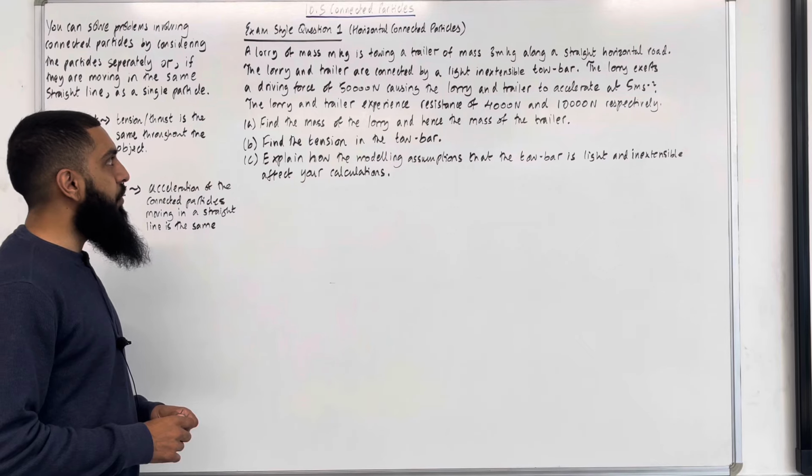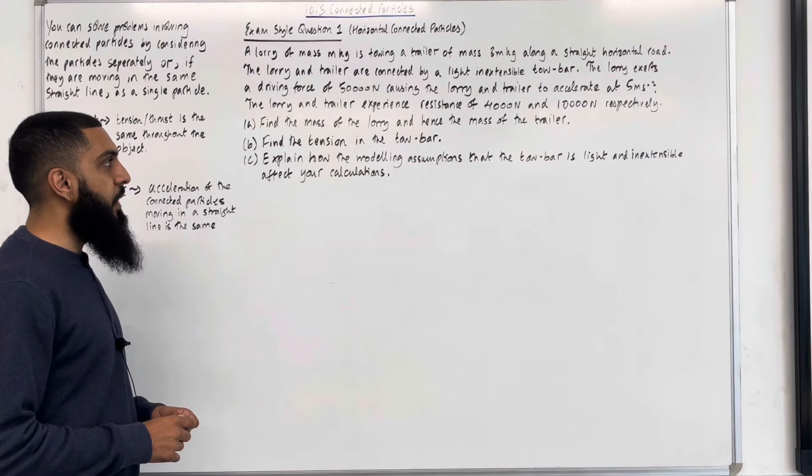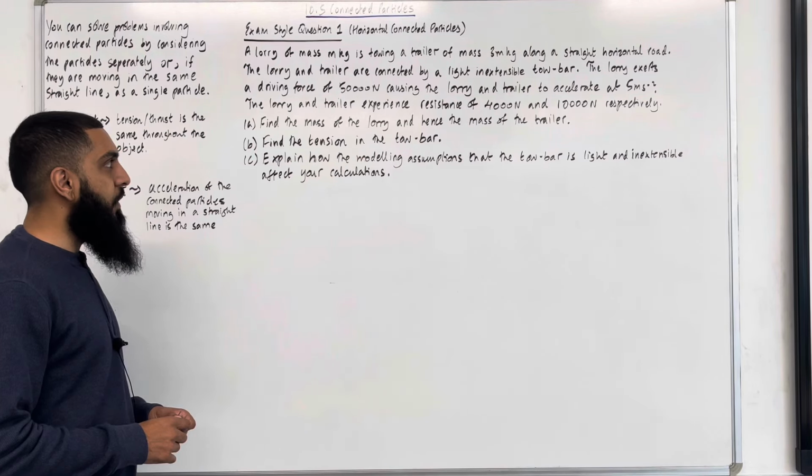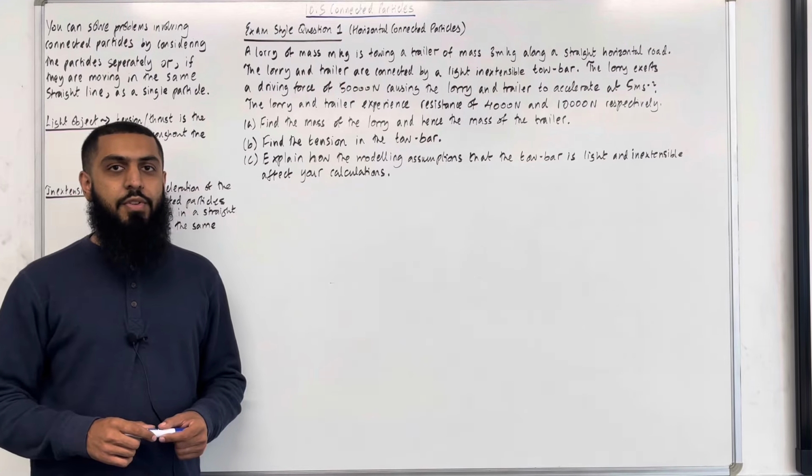The lorry exerts a driving force of 50,000 newtons, causing the lorry and trailer to accelerate at 5 meters per second squared. The lorry and trailer experience resistance of 4,000 newtons and 10,000 newtons respectively. Part A, find the mass of the lorry and hence the mass of the trailer. Let's have a look at the solution to part A.